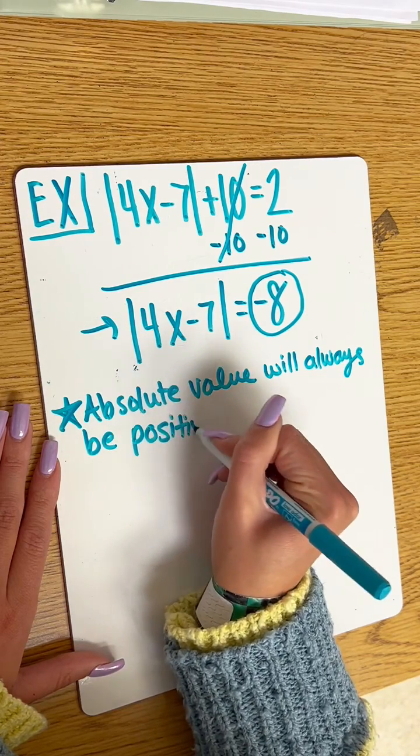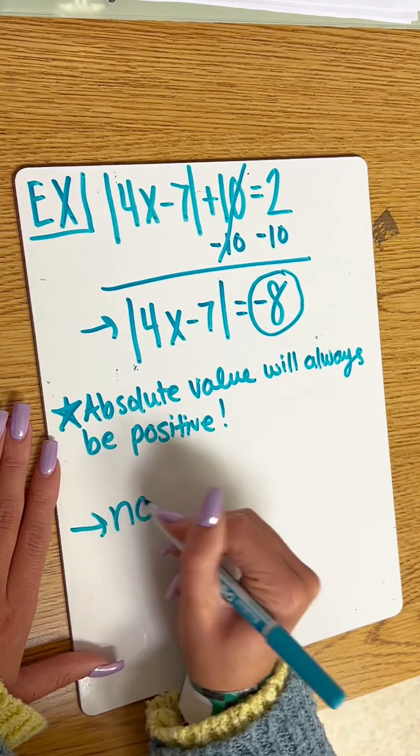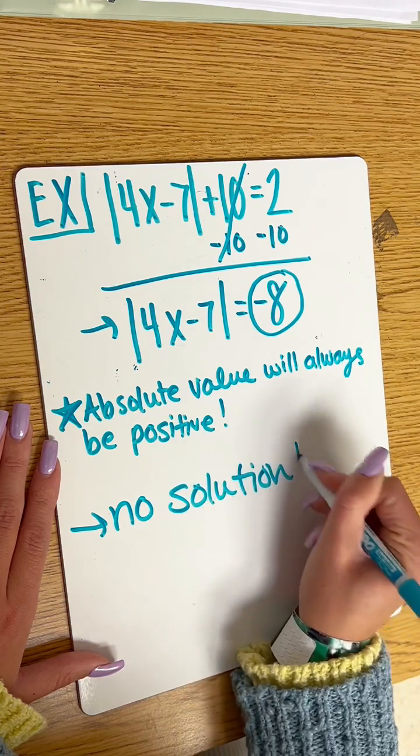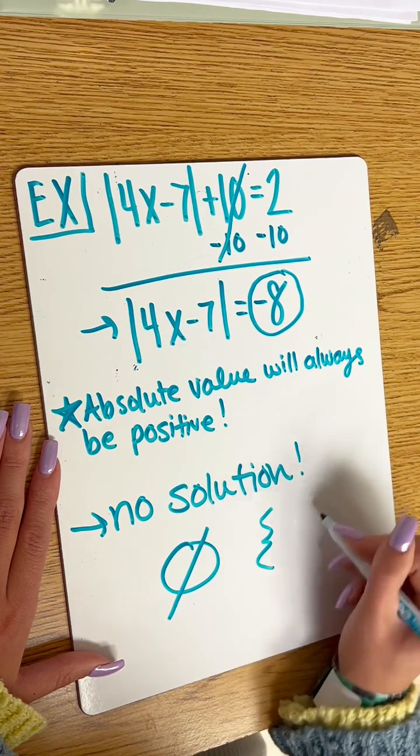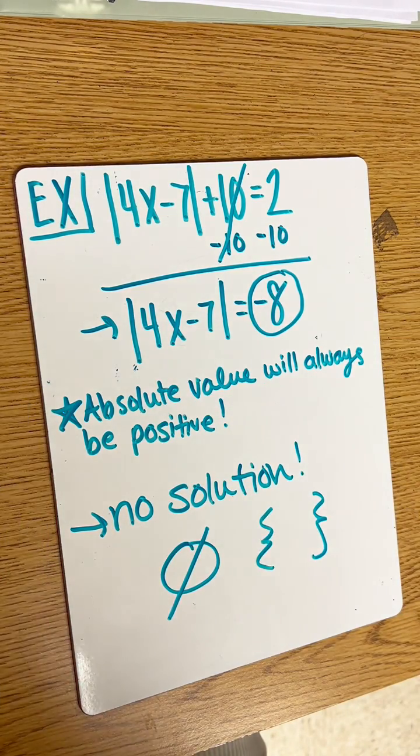So if you ever get that your equation is set equal to a negative value, you should get no solution, and no solution can be shown as a 0 with a strike through it or the empty set.